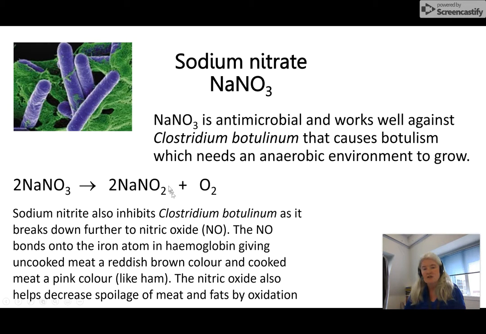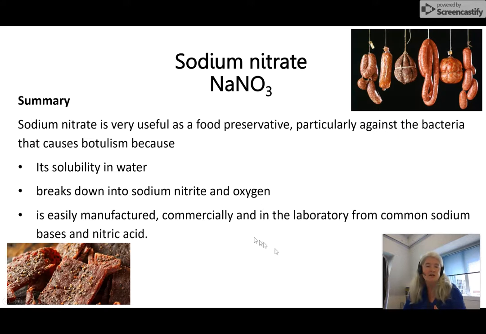And my nitrite that's over here can break down further to form nitric oxide, which can bind with your iron in your blood to make that meat a nice, attractive red brown. And there are other ways it can also help preserve the meats. You can go to as much depth as you like.